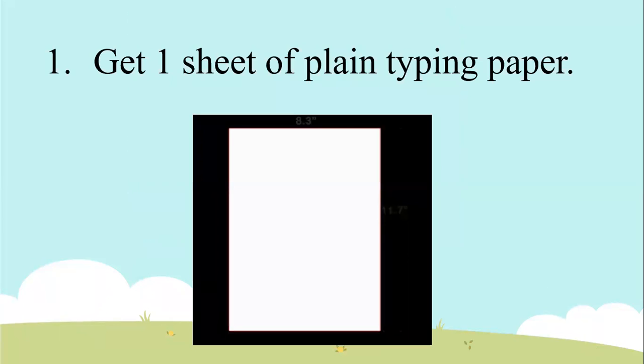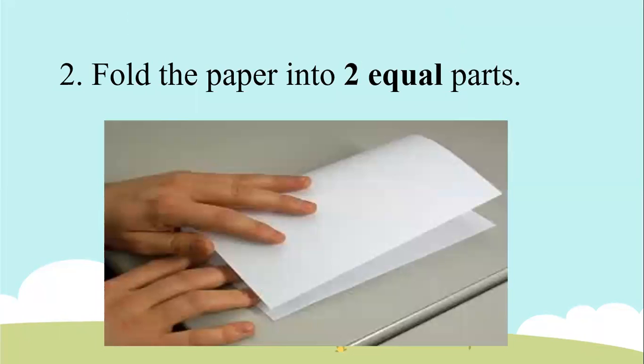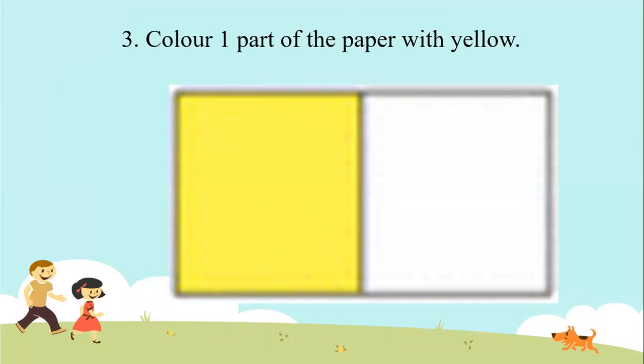Activity. 1. Get one sheet of plain typing paper. 2. Fold the paper into two equal parts. 3. Color one part of the paper with yellow crayon.